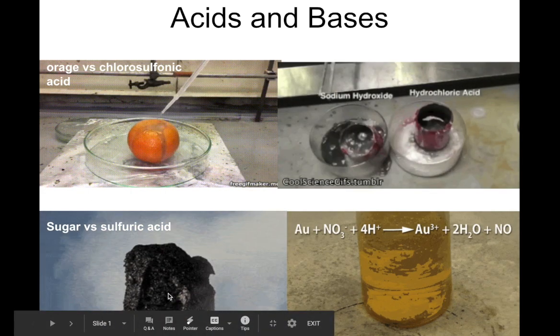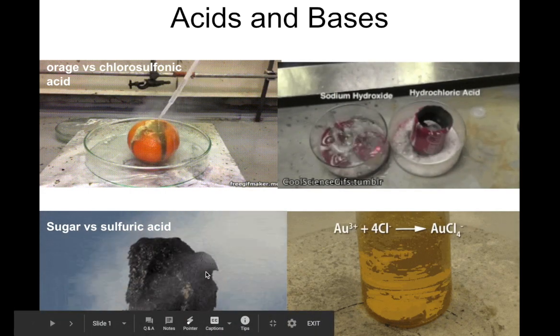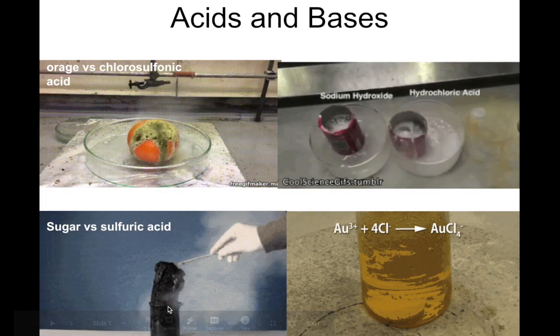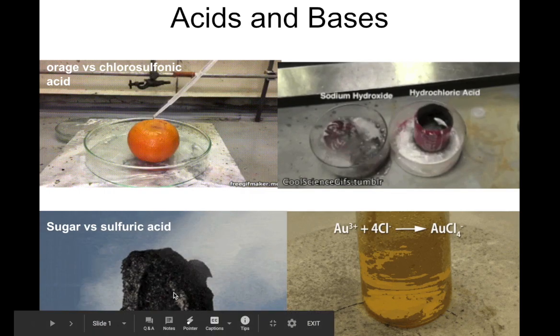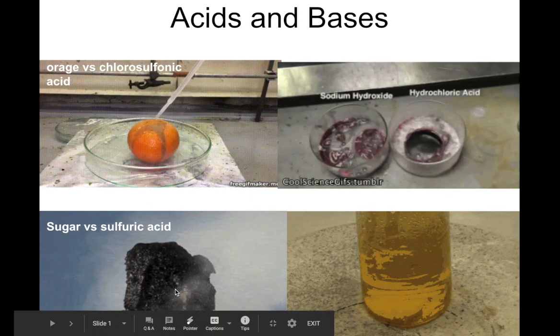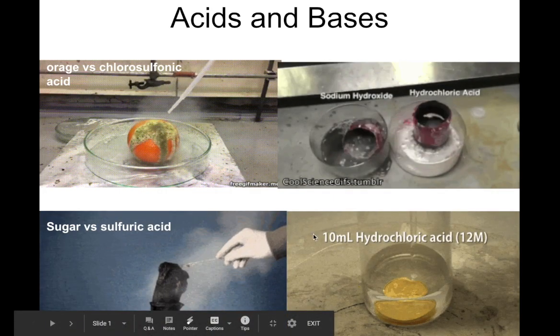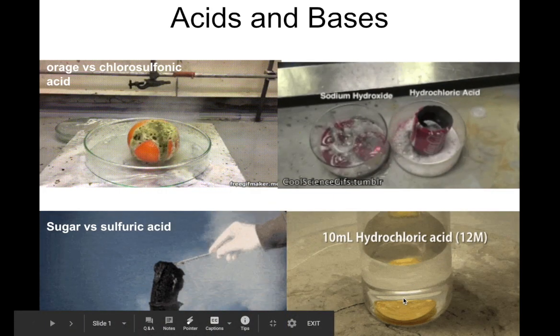Down below, one of the cool things that you can do with sulfuric acid is you can add it to a sample of sugar. And the reaction is pretty exothermic, releasing heat as the sugar has all of the water pulled out of it.